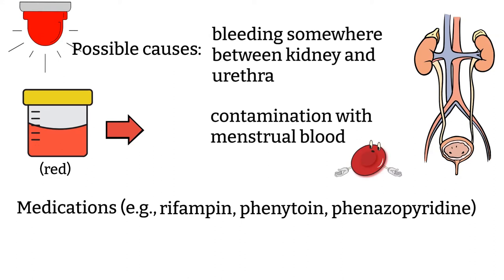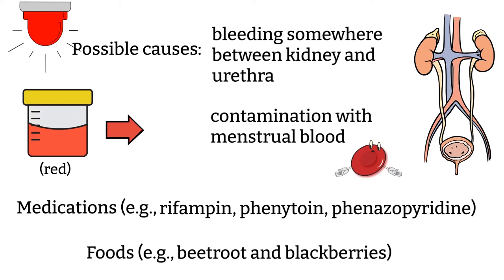Another reason that your urine could be red or have shades of red color is if you are eating a lot of beetroot or blackberries.